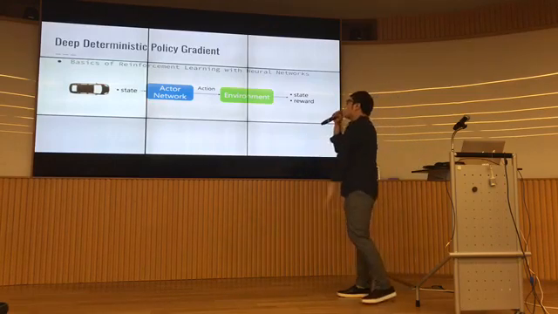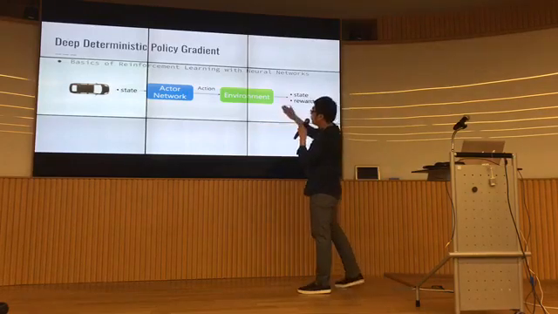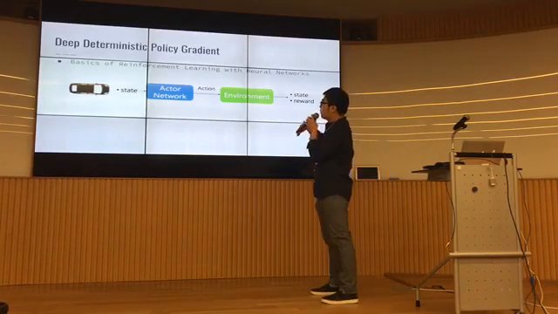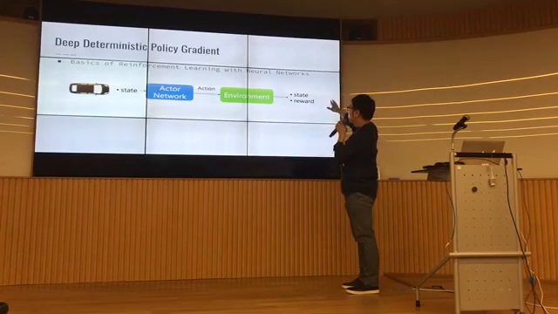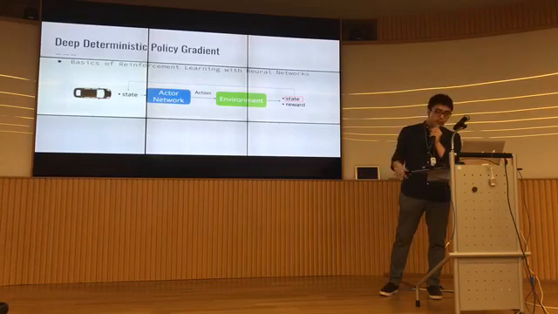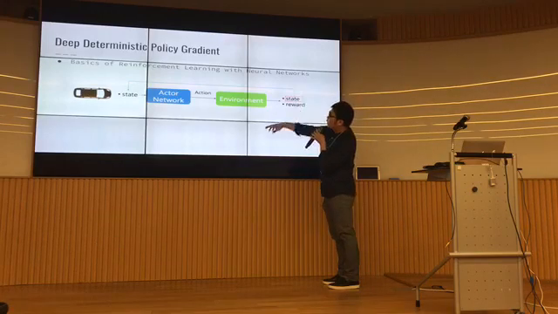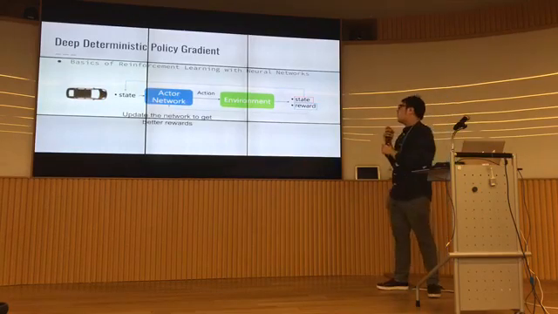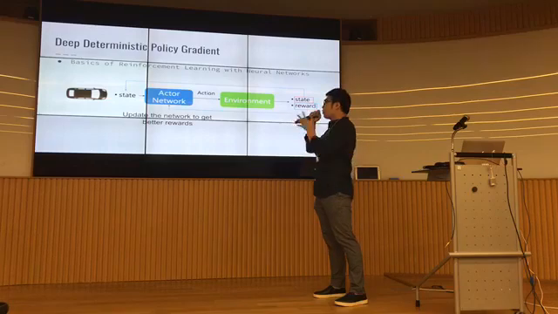This is the basic concept of reinforcement learning. There is a state, an action, and an environment. The actor network takes the action, and then the environment gives the new state and reward. This is repeated. What I really want to make is an actor network.